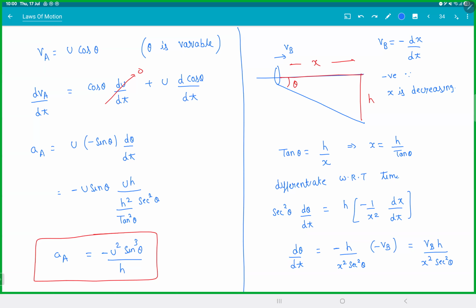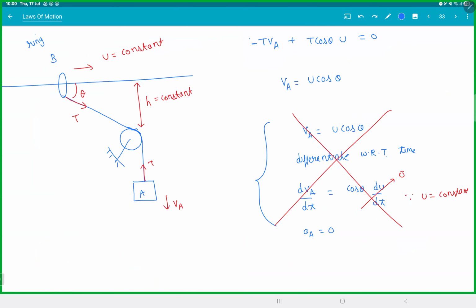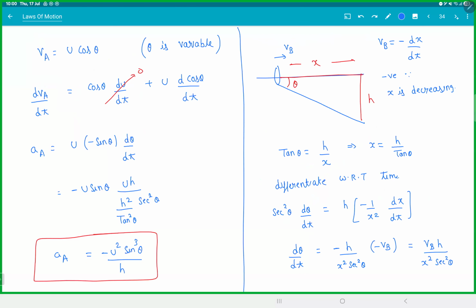I know it looks complex, so definitely make sure to try this again on your own once more. Let's see one more like this. Any doubts on this?